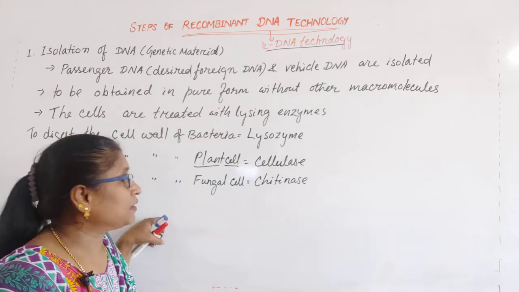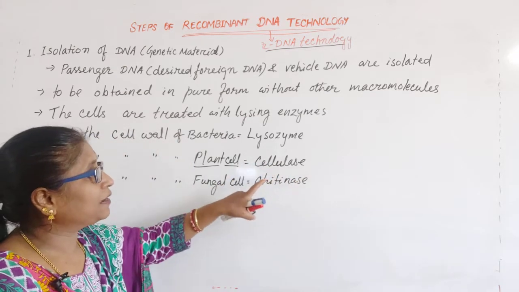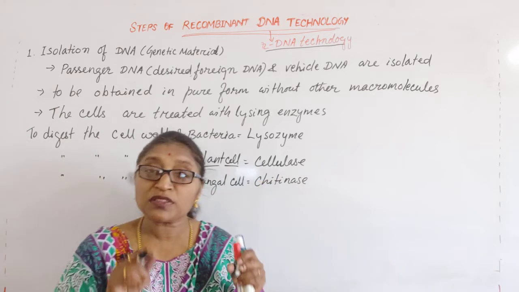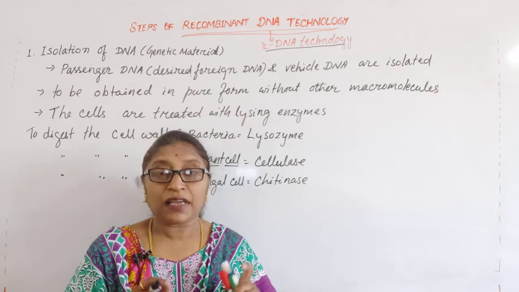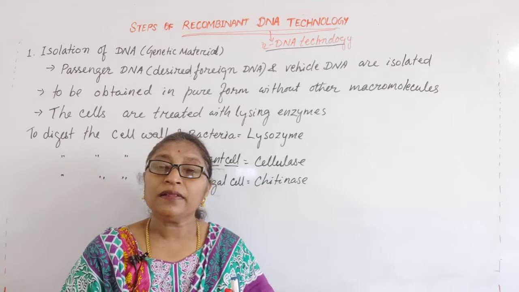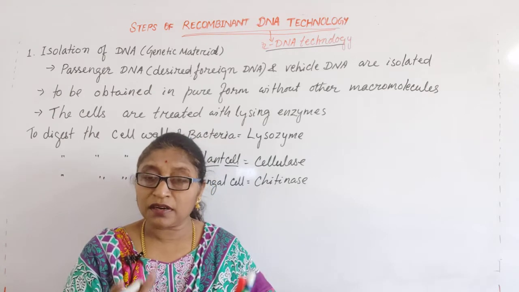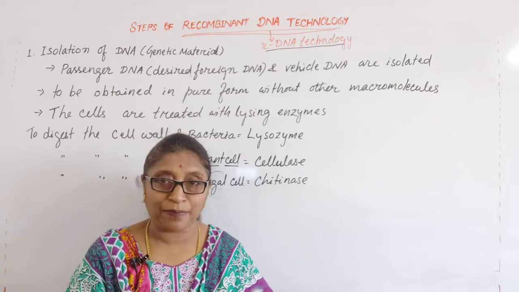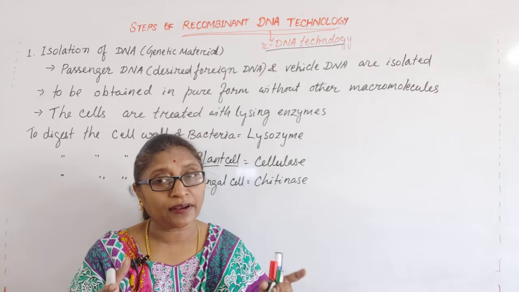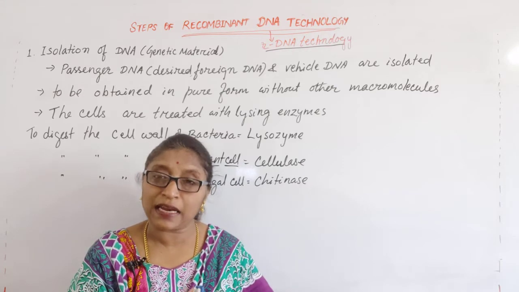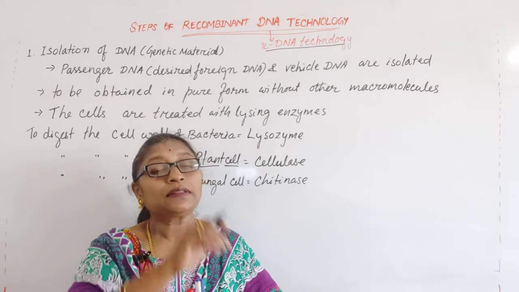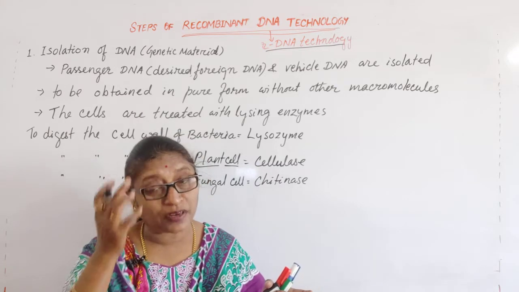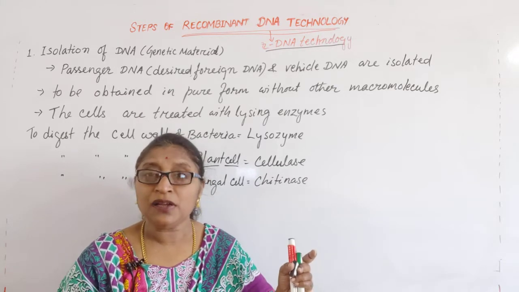These lytic enzymes are required to digest the cell wall, because the cell wall is a rigid, impermeable layer, the outermost layer surrounding the cell membrane, while the DNA and other molecules are present within the cell membrane. Then what is left? The macromolecules are left along with the DNA.